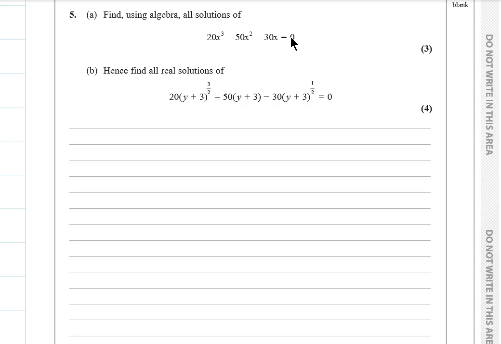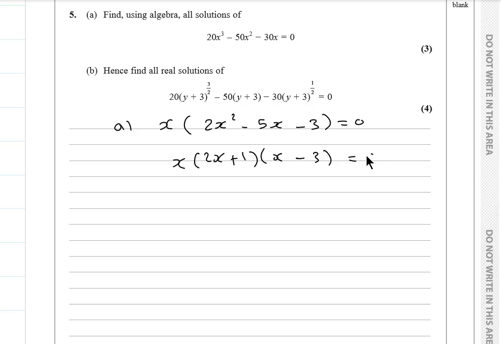Okay. Question 5a: find using algebra all solutions of 20x to the power 3 minus 50x to the power 2 minus 30x equals 0. Okay, it's very easy. 2x squared minus 5x minus 3 equals 0. And then we can factorize this bracket. It can be 2x, and 1 times negative 3. Is it correct? Yes. x minus 3, equals 0. So we have the following roots: x equals 0, or x equals minus half, or x equals 3. This is for part A.